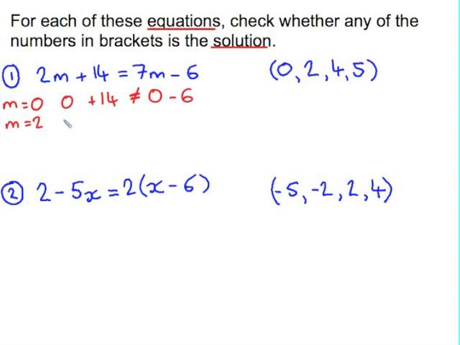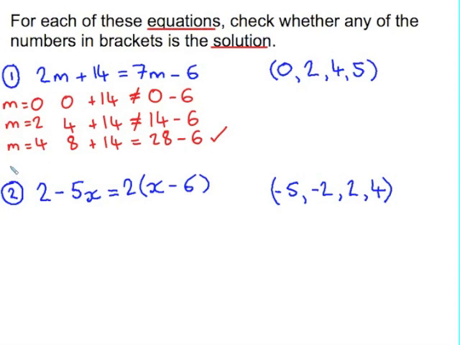2m when m is 2 is 4 plus 14 equals 7m, that would be 14 take 6. So this is 18 equals 8. They are not equal. So we'll try m equals 4. 2m is 8 plus 14, and 7m when m is 4, that's 28, take 6. 8 plus 14 is 22, and 28 take 6 is also 22. So we've found our solution.